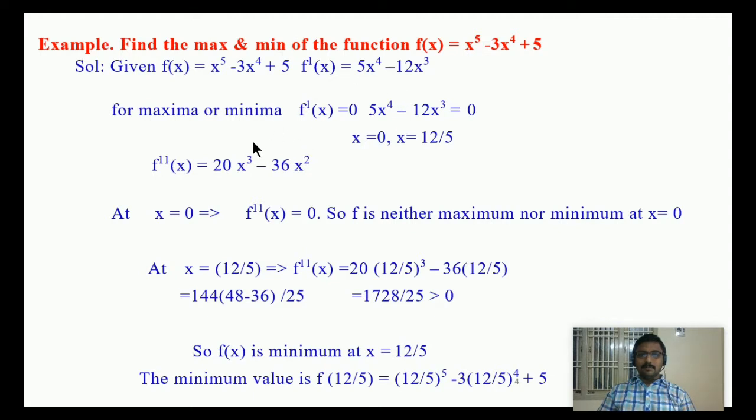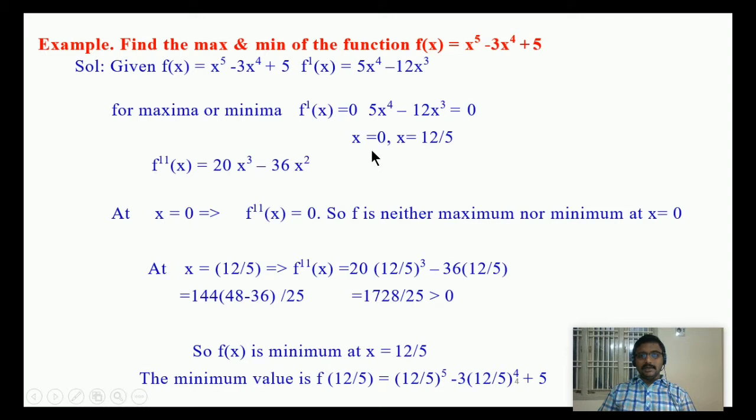Now we have to compute f double dash of x, which is obtained by differentiating again with respect to x the function f dash of x. Since f dash of x is 5x power 4 minus 12x cube, 5x power 4 derivative is 20x cube, and for 12x cube, x cube derivative is 3x square. Already we have negative 12, so that is minus 36x square. So it is the value of f double dash of x.